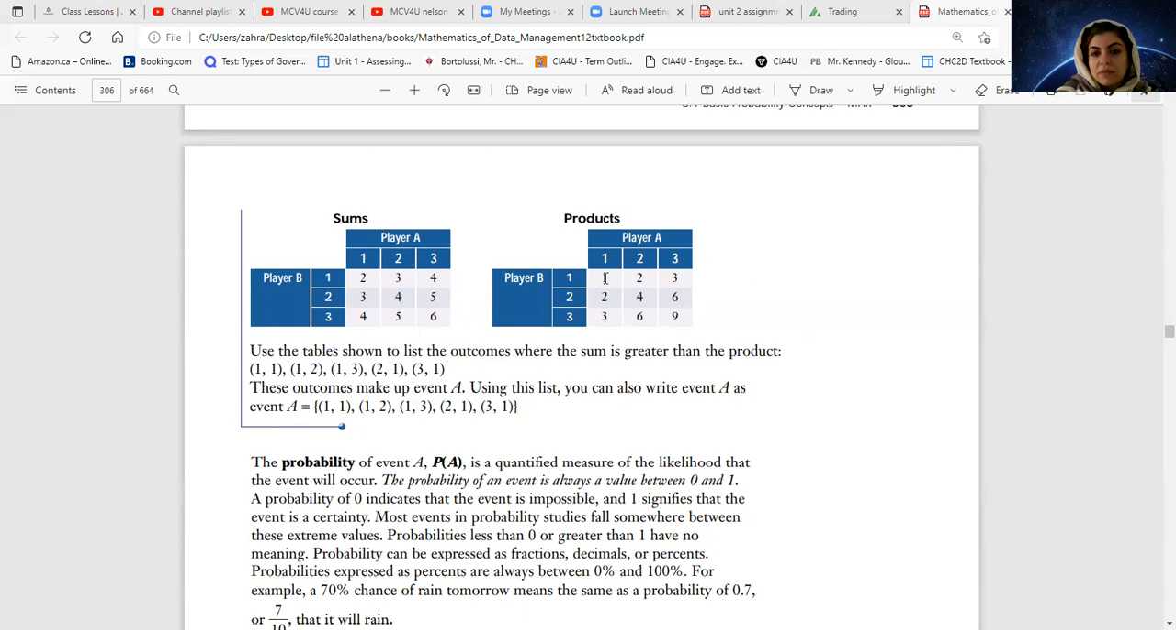1 multiplied by 1 is 1. 1 multiplied by 2 is 2. 1 multiplied by 3 is 3. Sorry, 2 multiplied by 1 is 2. 2 multiplied by 2 is 4. 2 multiplied by 3 is 6. 3 multiplied by 2 is 6. 3 multiplied by 3 is 9. So this is what we have.